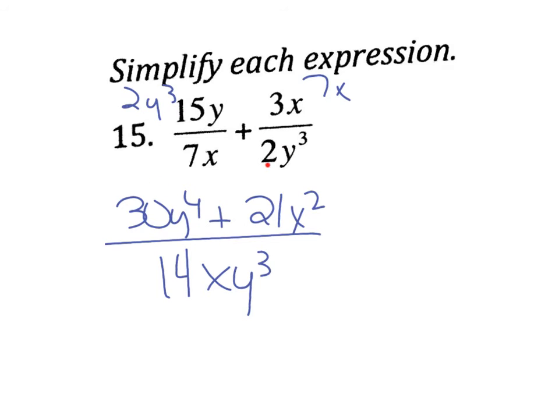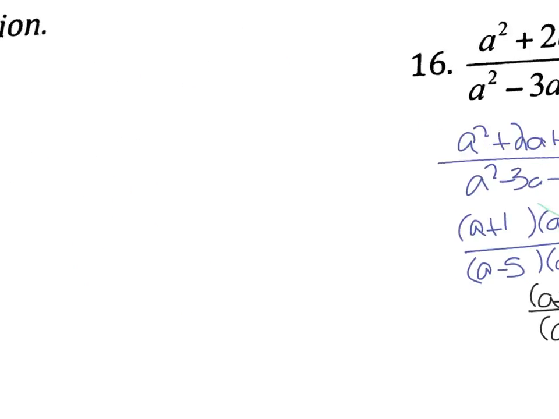Same thing here. Look at what does this one need? Well, it needs a 7x. So multiply the top by 7x, you get 21x squared. You cannot add the tops together, so you're done. That's all you do. That's not bad at all.